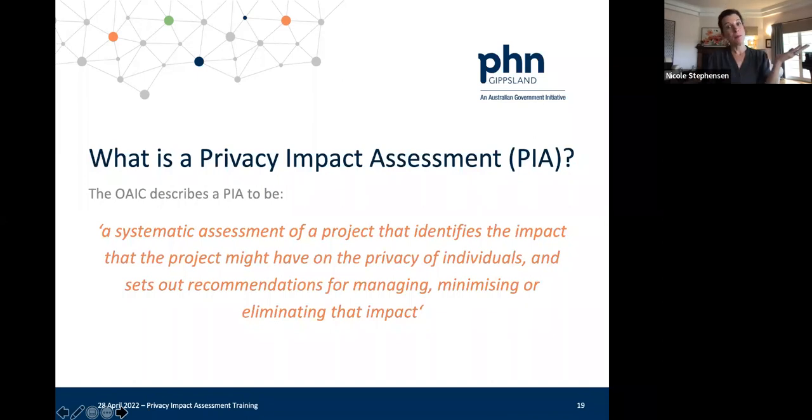So what is a privacy impact assessment defined as then? Well, the Office of the Australian Information Commissioner, so that's the regulator that is in charge of observing agency compliance with that Commonwealth Privacy Act of 1988, they say that a privacy impact assessment is a systematic assessment of a project that identifies the impact that the project might have on the privacy of individuals and sets out recommendations for managing, minimizing, or eliminating that impact.